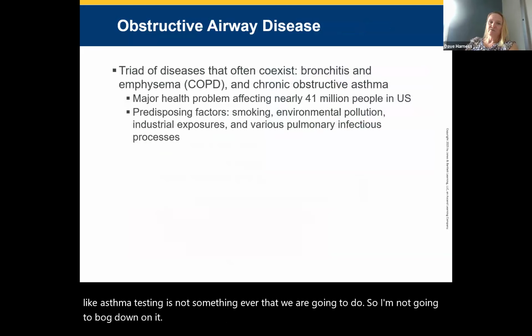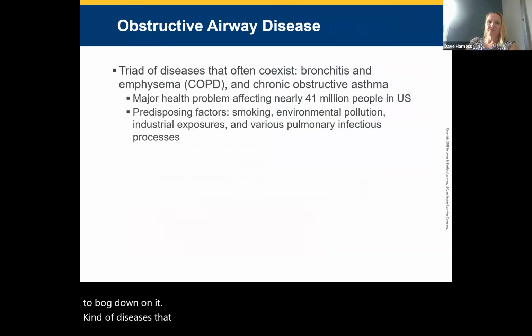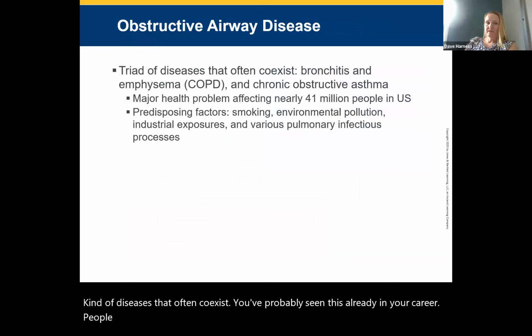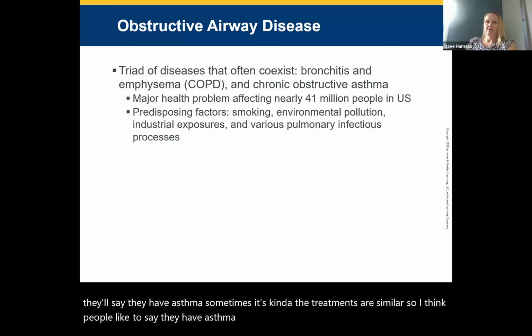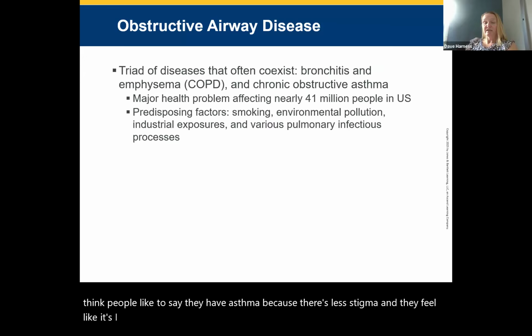Thyroid diseases that often coexist. You've probably seen this already in your career. People can have COPD or emphysema and bronchitis, or they can have COPD and they'll say they have asthma. Sometimes the treatments are similar, so I think people like to say they have asthma because there's less stigma, and they feel like, I don't know. Anyways, smoking is the biggest pre-existing factor for COPD, but it is not the only pre-existing factor.